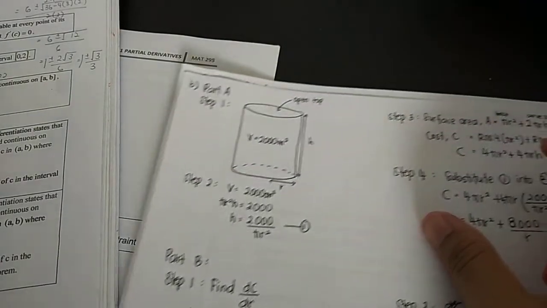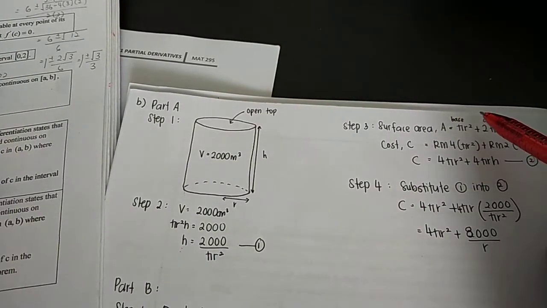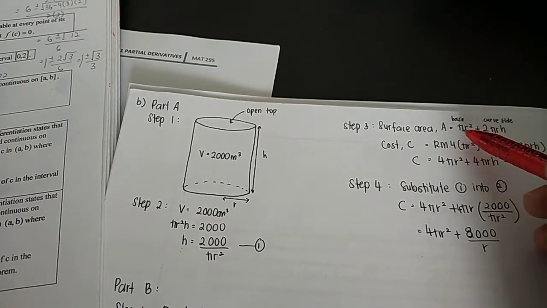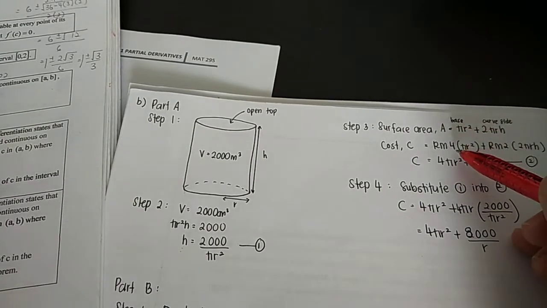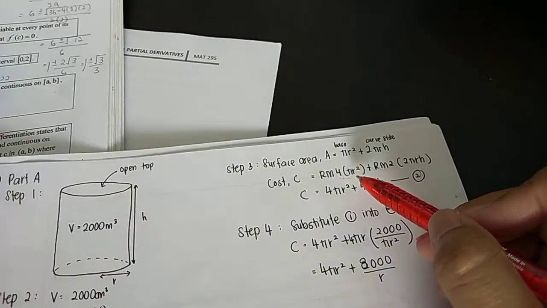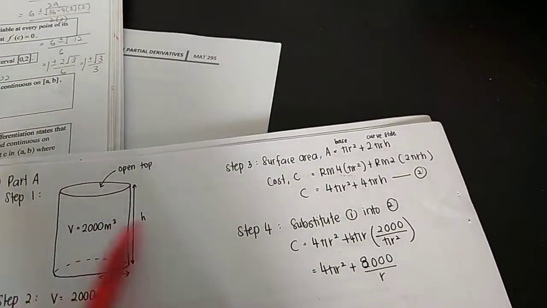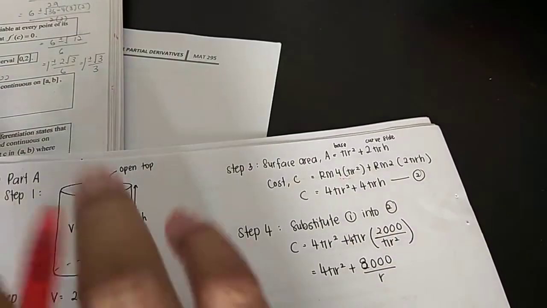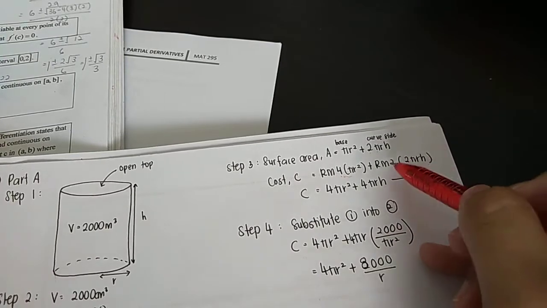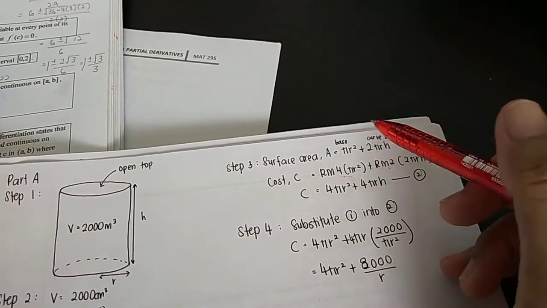So step 3, the cost involves surface area. Okay, because it says based on centimeter square, which is area. So surface area, for the base you have pi r square. Okay, for the base it says the base costs RM4. So RM4 times pi r square. And then for the curved side, which is the side edge. So when you cut it and open it, it will become a rectangle. So 2 pi rh. So 2 pi rh times RM2, because it says the side costs RM2.